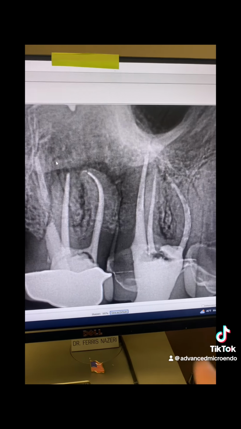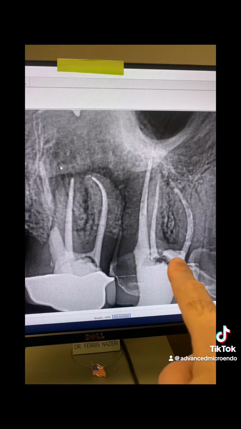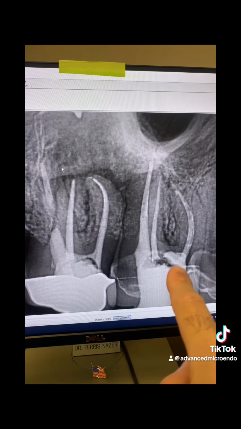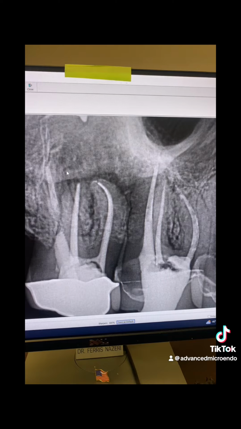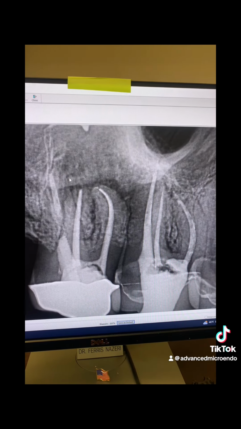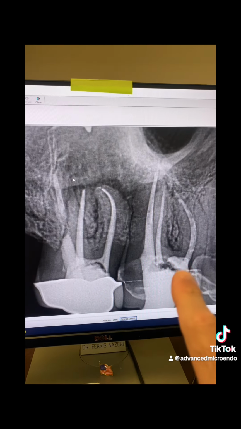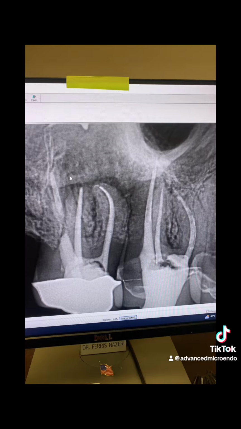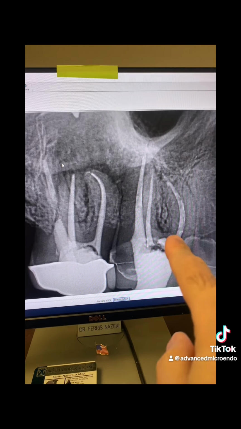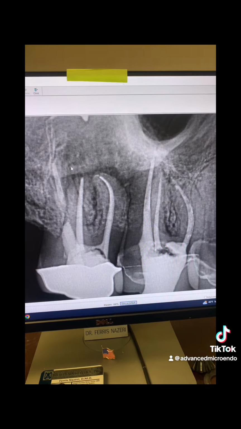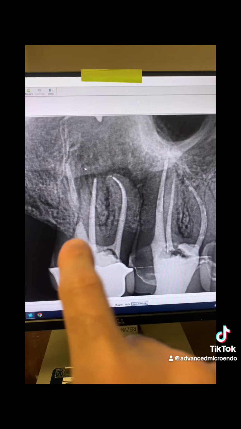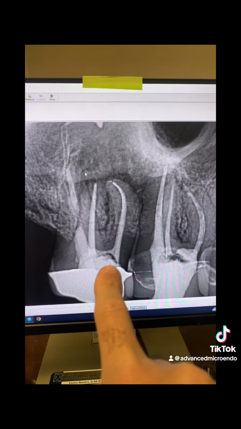Right here, as you can see, I did trough for an MB2, and I troughed really well just to make sure that I'm not missing an MB2. It's rare that these teeth don't have an MB2, and in this case, this tooth did not have an MB2. All right, so next time I'm going to do the same thing with tooth number 2.